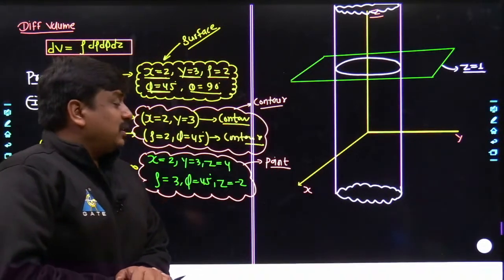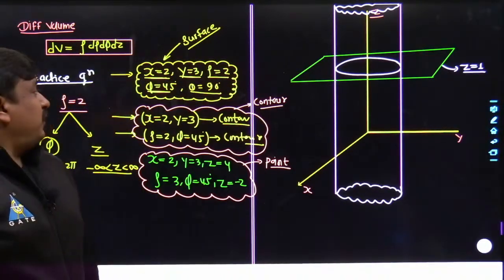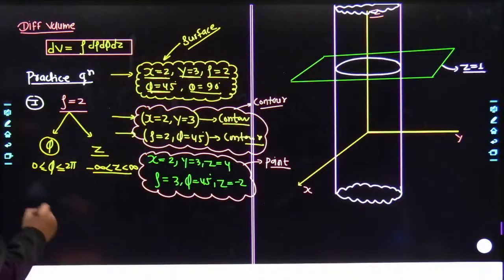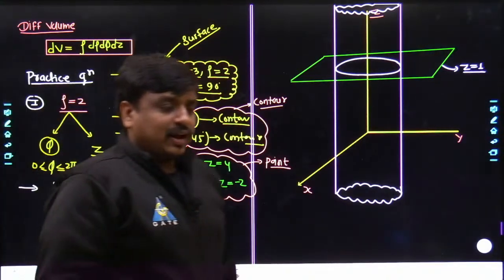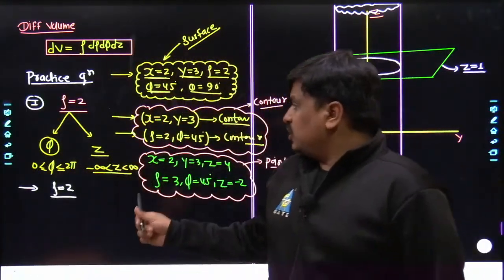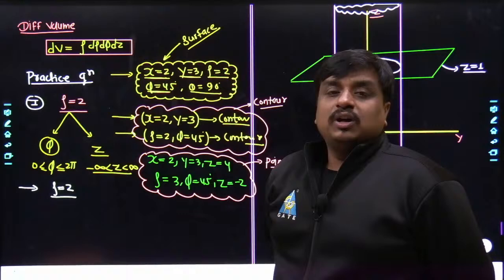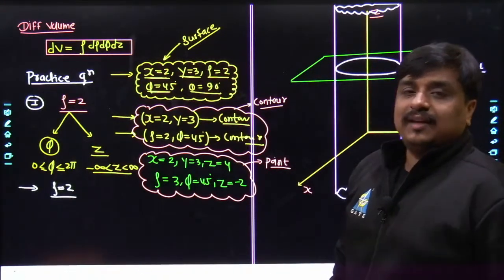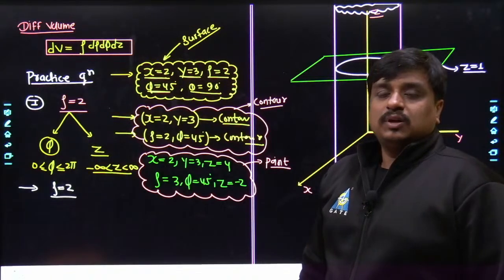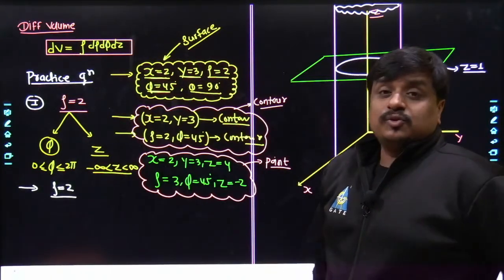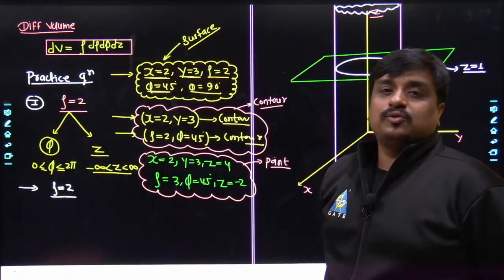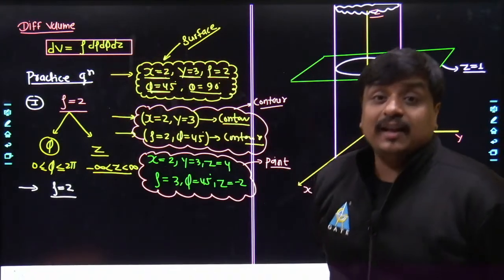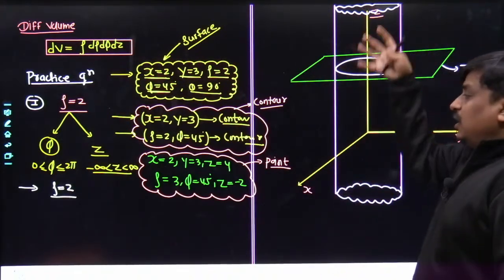So this is nothing but rho is equal to 2. If I wanted to write a few of the theoretical aspects about rho equal to 2, rho equal to 2 is going to be a hollow cylinder centered along the z axis, having radius equal to 2, and has infinite length, or infinite height.